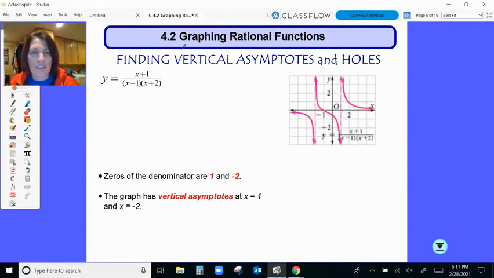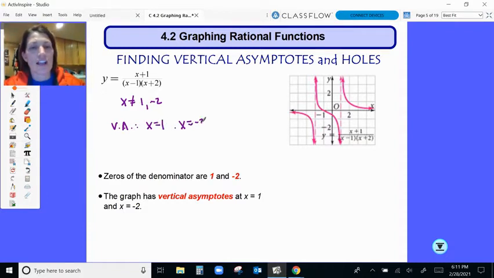So how do we find these vertical asymptotes? Well, we already did this in 4.3 and 4.4, where we factor and find out what values make our denominator 0. So x cannot be equal to positive 1 or negative 2, and that's how we find our vertical asymptotes. I just write it as VA: the vertical asymptotes are at x equals 1 and x equals negative 2. These are lines, people, so we draw them as lines, and you'll see them drawn as these dashed lines over here. So the zeros of the denominator are at 1 and negative 2, and the graph has vertical asymptotes at x equals 1 and x equals negative 2.